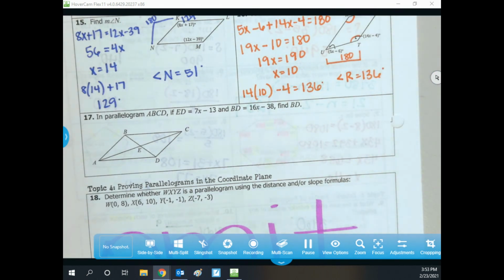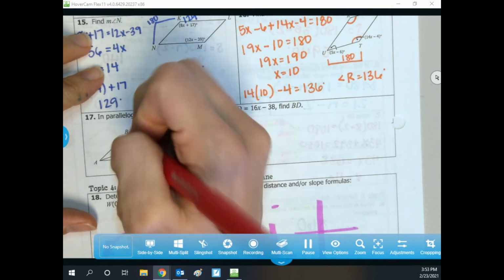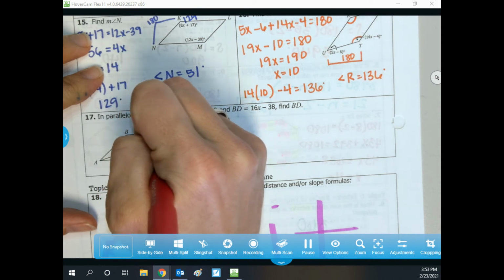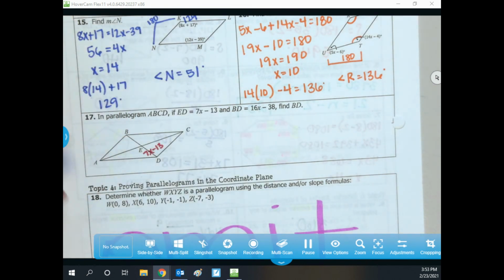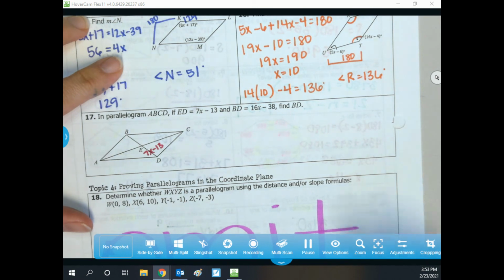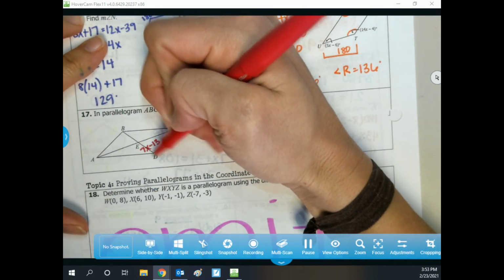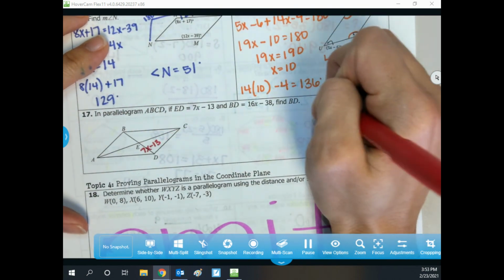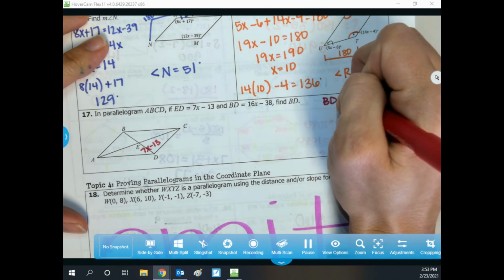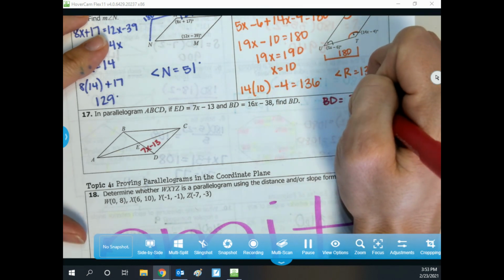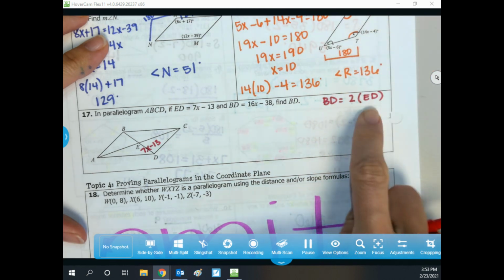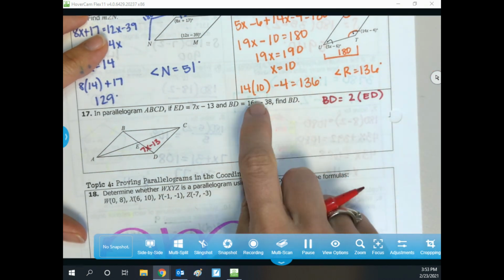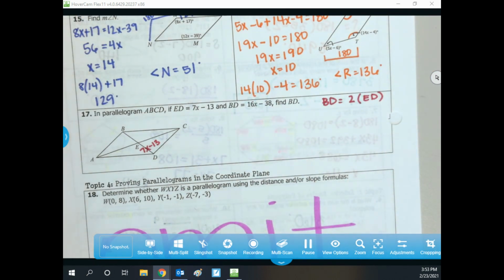All right, last question for this video. In parallelogram ABCD, ED is equal to 7x minus 13. That's that little piece right there. BD is equal to 16x minus 38. Now remember, BD is this whole diagonal. So BD is equal to 2 times ED. Solve for x and plug that back in to find what BD is now.